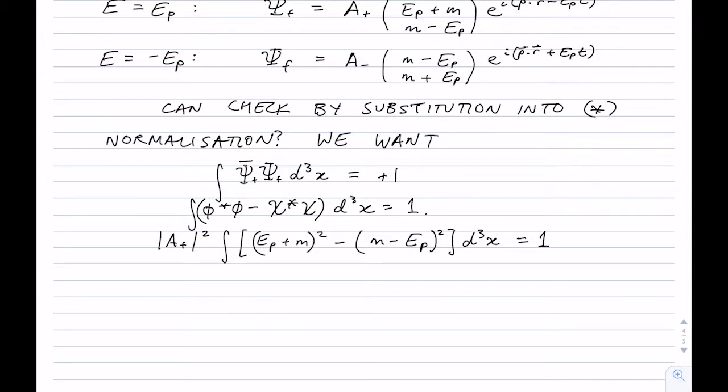Okay, now I need to understand what I mean by all space here. If I assume I've got some kind of a box or some kind of a constraint, anything up to the size of the universe, something which gives me a volume, then I will say that A plus squared times the size of that volume times 4MEP is equal to 1. So that volume can be whatever I want it to be. It's a box normalization. Is it the size of the universe? It's something. And so then I can define A plus as 1 over 2V square root MEP.